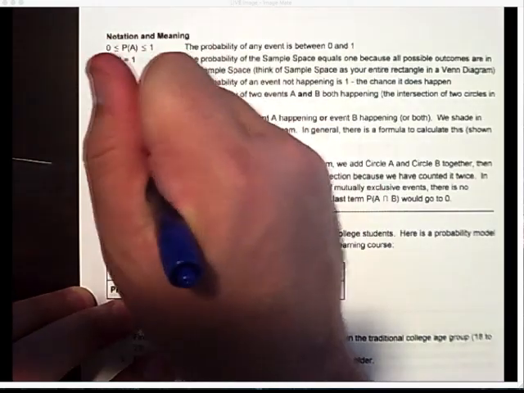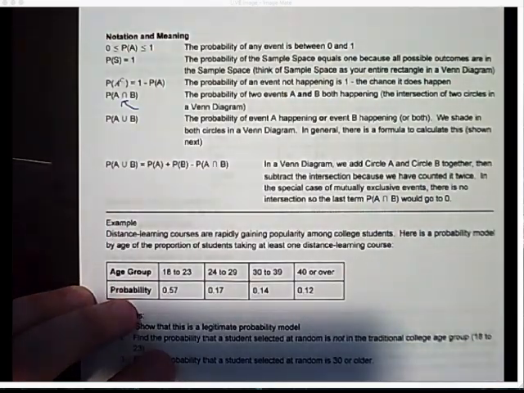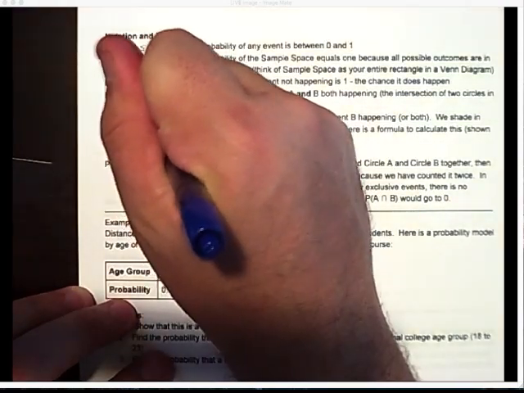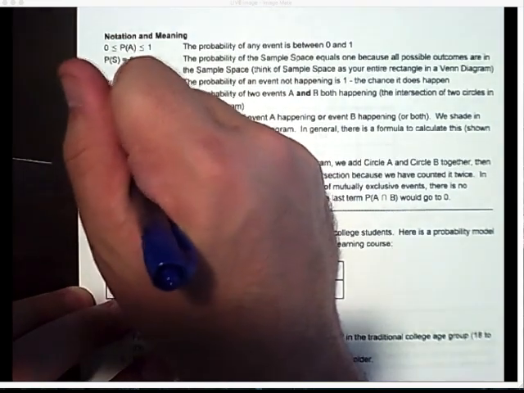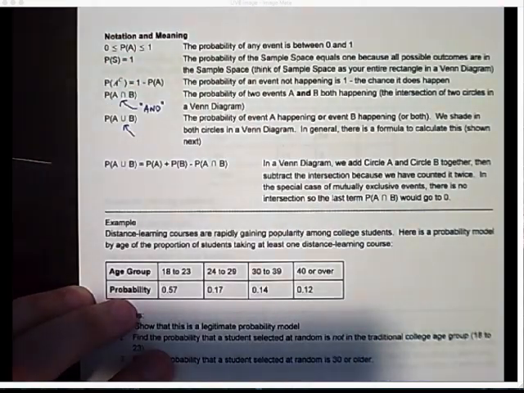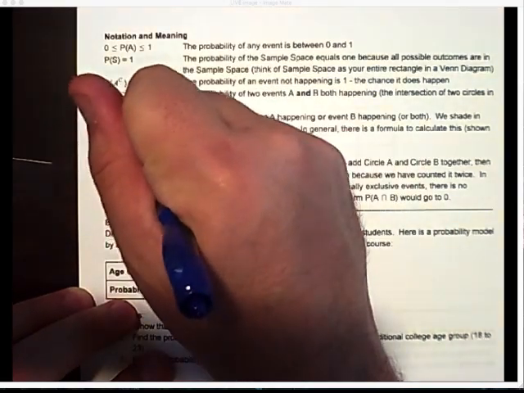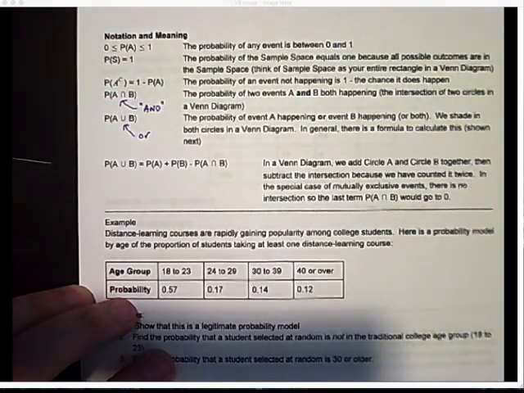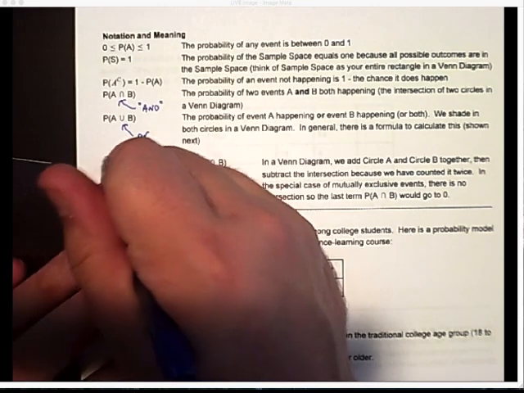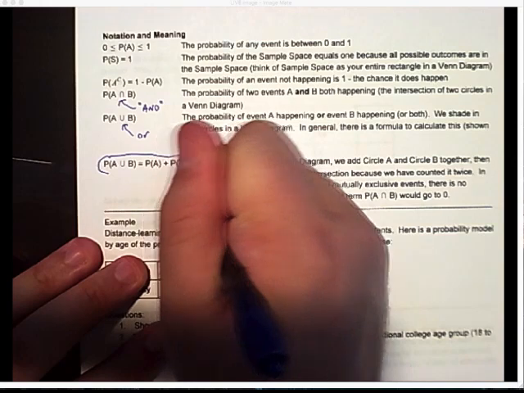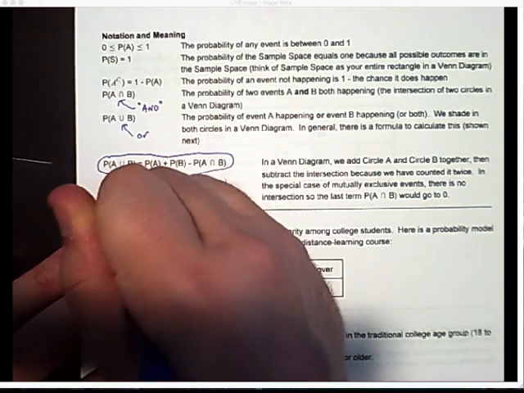This symbol right here is called the intersection symbol, and it means and. Okay, the intersection. This symbol is called the union symbol, which means or. Event A happening or event B happening. And here's a general formula for how to calculate or.